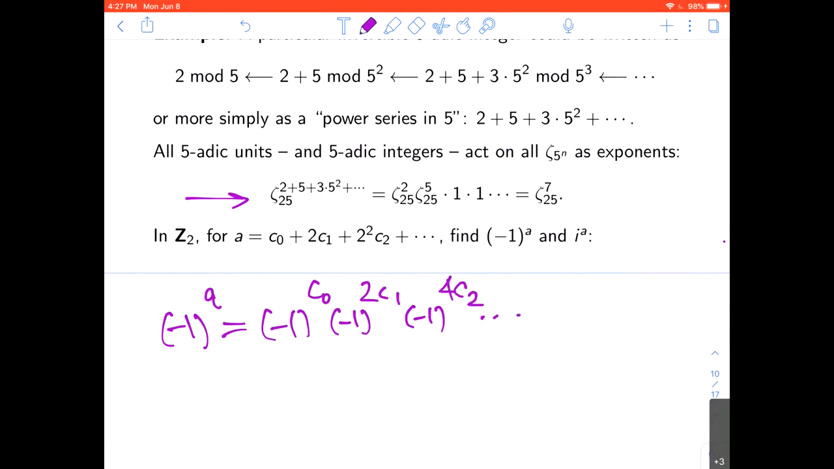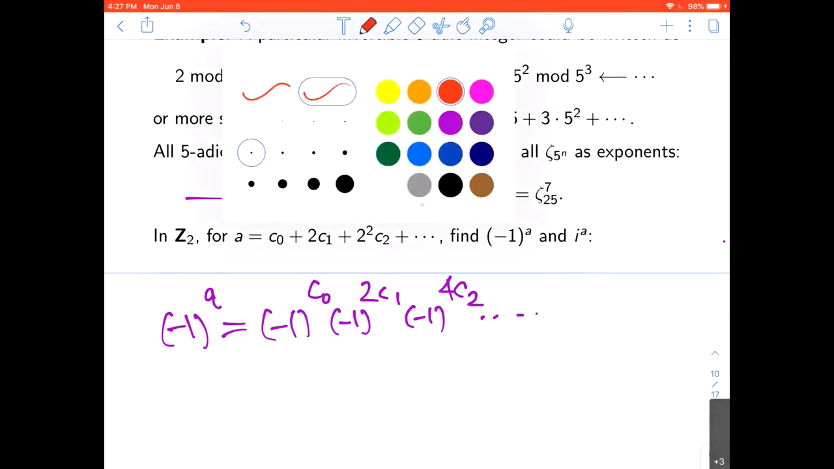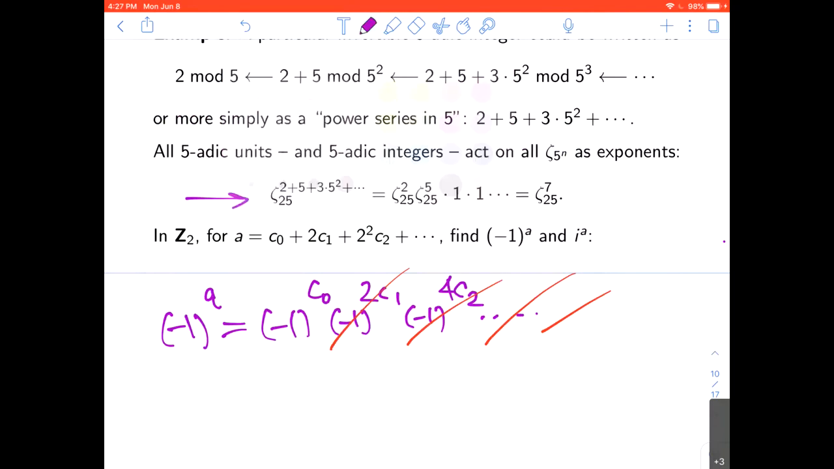Formally speaking, it's an infinite product, but all of these other terms, they're just 1. And so all you're left with at the end is -1 to the C naught. That's the meaning of -1 to a 2-adic integer, or i to a 2-adic integer.